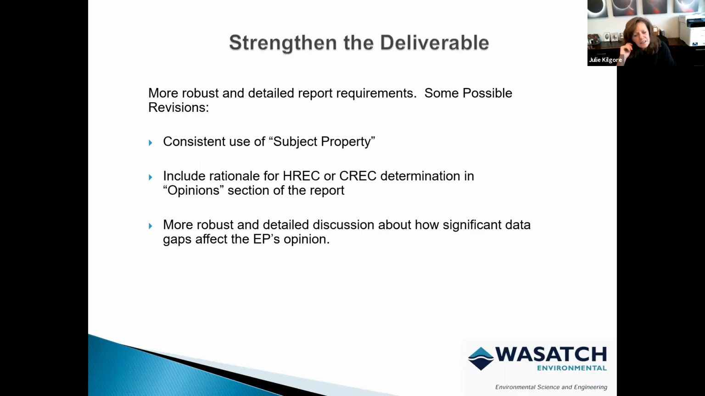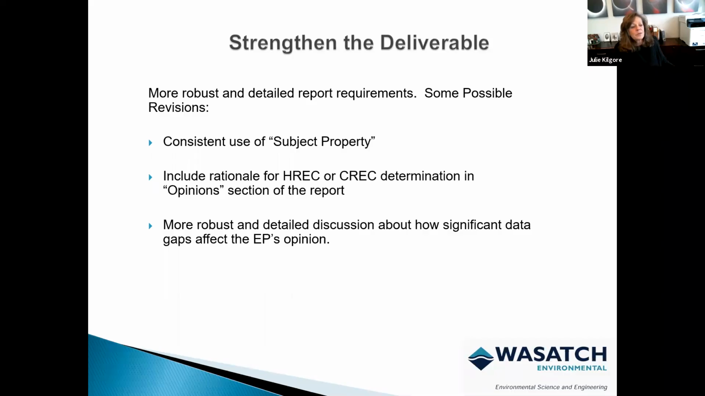Also, some more robust and detailed discussion on how significant data gaps affect the EP's opinion. This is a difficult topic, and there's a couple of things that we were seeing. One is that in most reports environmental professionals will have a significant data gaps or data gap section where they enumerate or list or talk about their data gaps. What they don't know or what they could not get, but then it's never discussed again. What the users wanted to see was something down in the conclusion section of the report that says, we have these conclusions, this is what we've just concluded, but remember, we had this significant data gap that we really don't know about this or this or this.